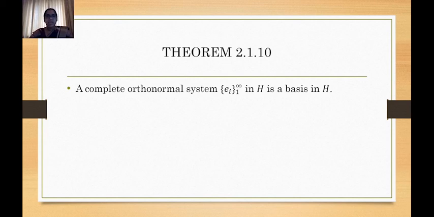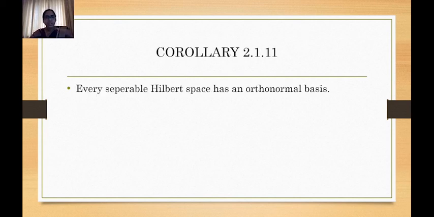Now, with the help of this theorem, we can also state a corollary 2.1.11, that is, every separable Hilbert space has an orthonormal basis, right? So if you recall, in the previous lecture we had seen that every separable Hilbert space has a complete orthonormal system, right? So if you are considering a separable Hilbert space, this space has a complete orthonormal system, and that complete orthonormal system will be a basis.